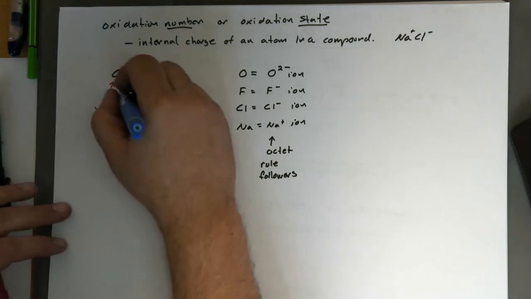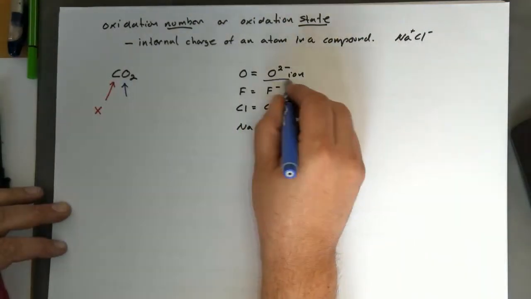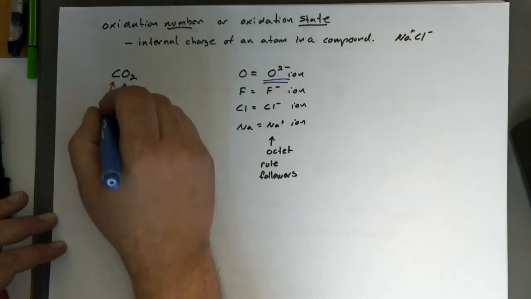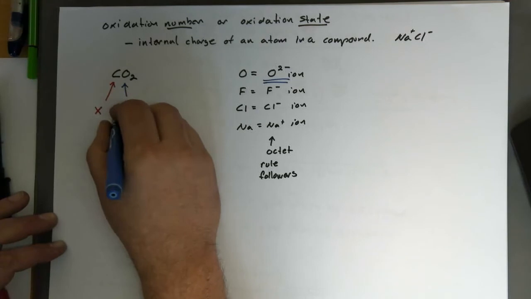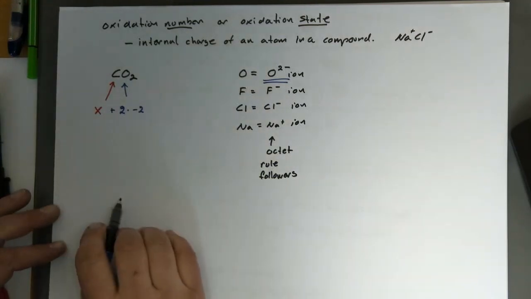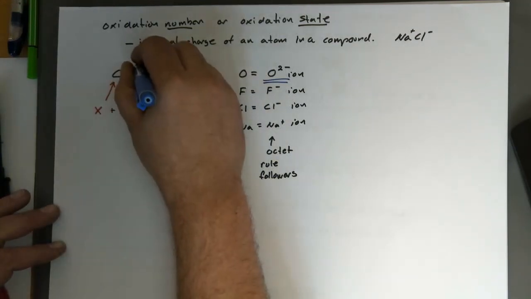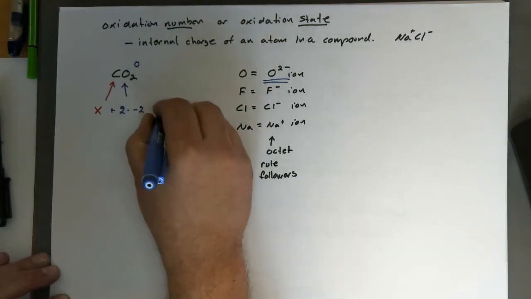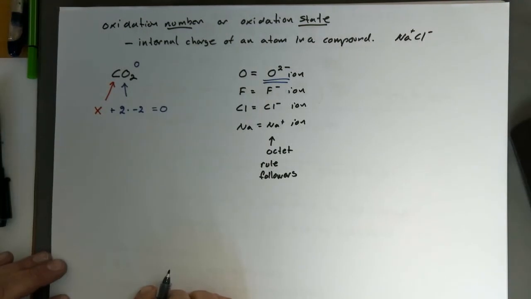So, but on the other hand, since oxygen is an octet rule follower, we can say with pretty good certainty that whatever oxygen is going to be 2 times -2. And since this whole compound, or this molecule in this case, has no charge whatsoever, we can put this equal to 0. And then we solve for the difference and find the value of x.